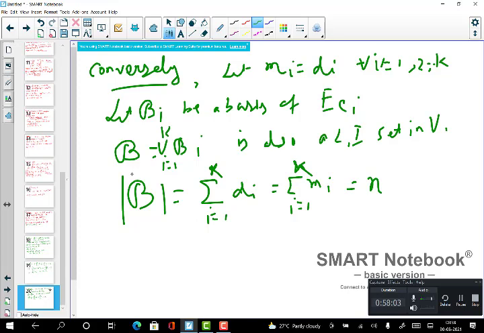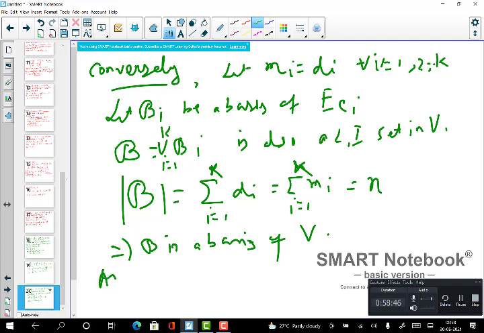So the number of vectors inside this linearly independent set B is n, which is exactly equal to the dimension of V. That implies that this is also a spanning set, and B is a basis of V. Okay, so what does that mean? That means if you start with Mi equal to Di, then if you take the union of the bases of the eigenspaces, that becomes a basis of the whole space, right? And those bases of eigenspaces are nothing but eigenvectors, and hence B is actually a basis consisting of eigenvectors.